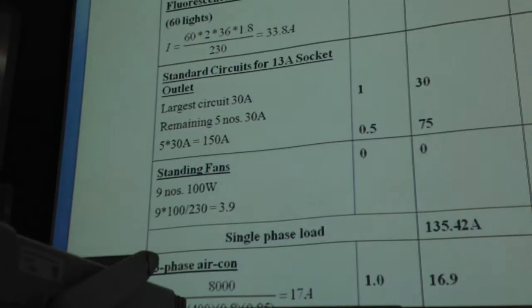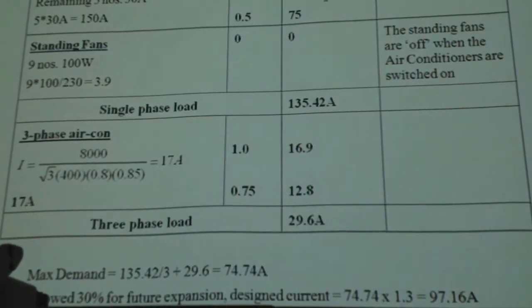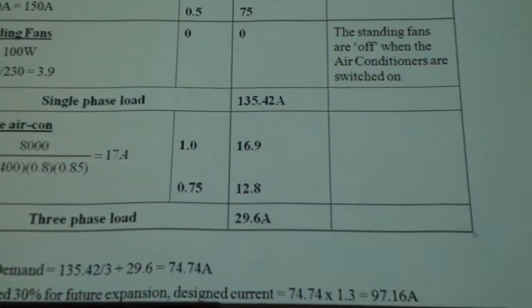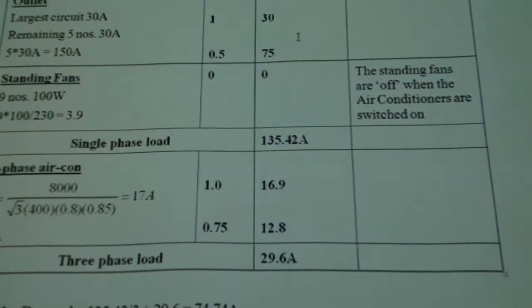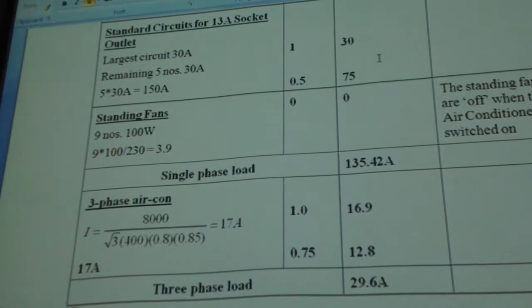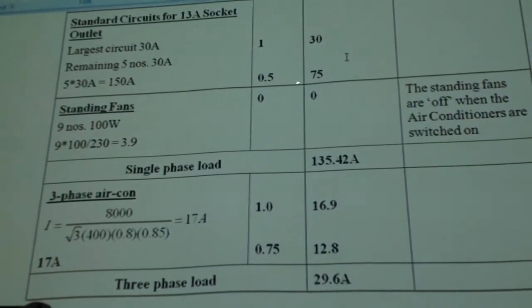Diversity factor for office is 0.42. Then the standard circuit for 30 amp socket outlet, all the same size, all of them are 30 amp. So I just choose any one. For the largest one, there's no diversity, so I just multiply by 1. Whereas the remaining, I can apply diversity factor of 0.5. So 5 numbers remaining, multiply by 30 amp, and multiply by 0.5, I get 75.